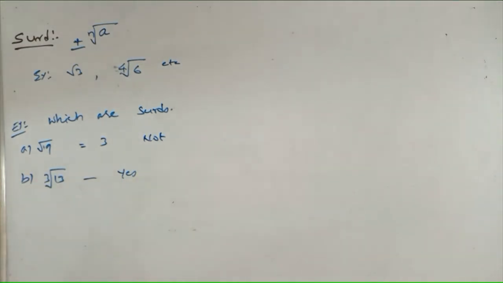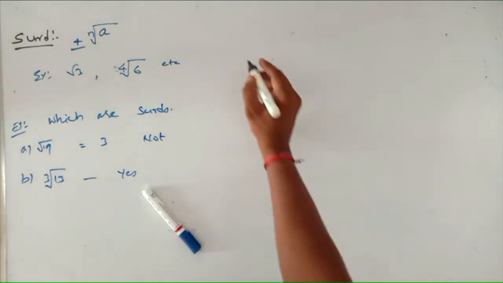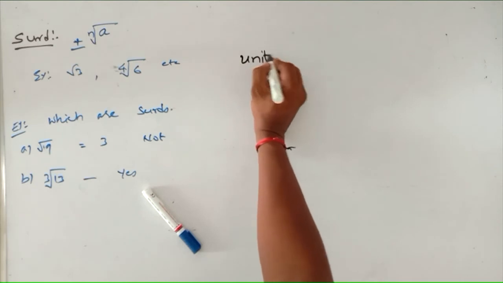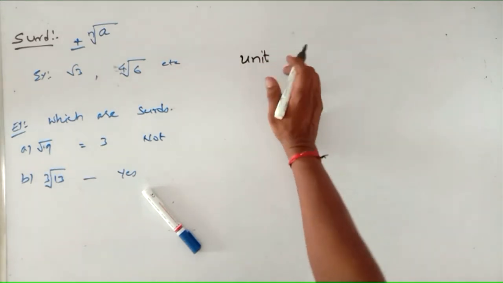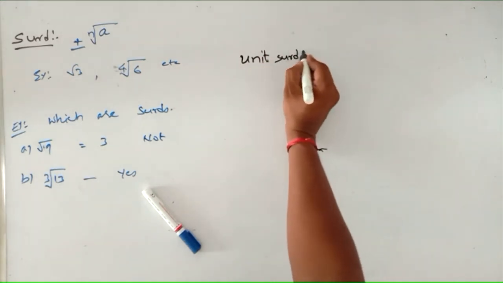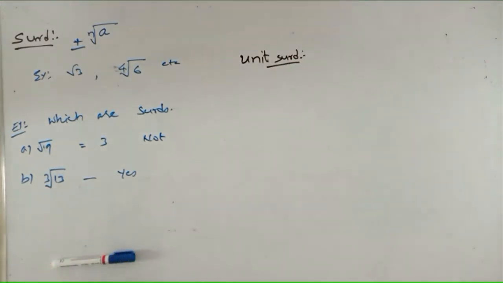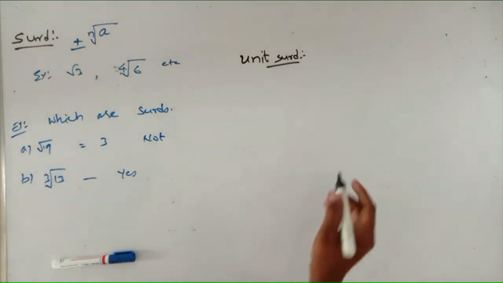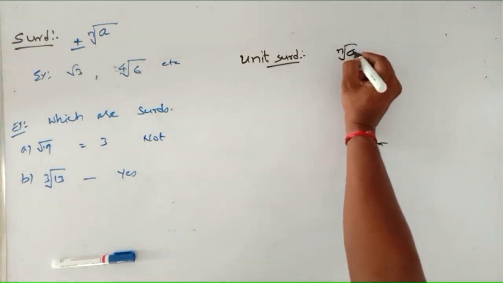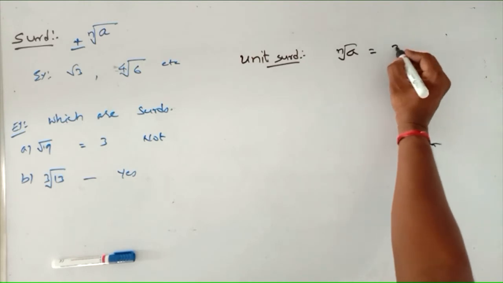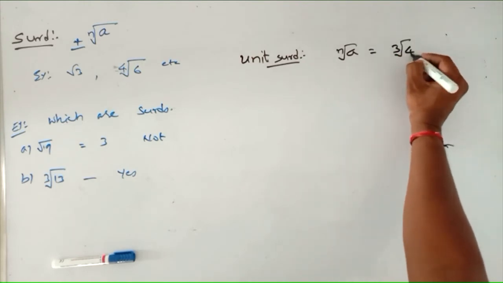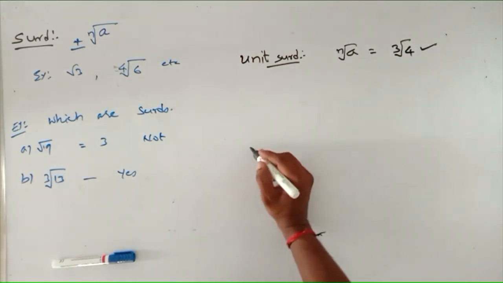Okay, children, then we have different types of surds. One is unit surd, mixed surds, compound surds. Unit surd means if nth root of a is a surd, it is also referred to as a unit surd. Example, I am taking cube root of 4. This is called a unit surd.